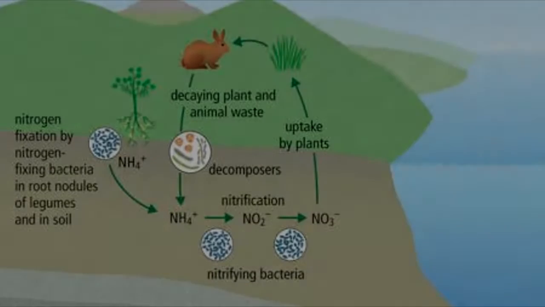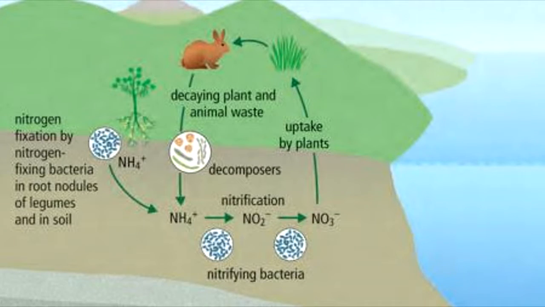In a process called nitrification, ammonium is converted into nitrate. Nitrification takes place in two stages and involves certain soil bacteria known as nitrifying bacteria. In the first stage of nitrification, certain species of nitrifying bacteria convert ammonium into nitrite. In the second stage, different species of nitrifying bacteria convert nitrite into nitrate.